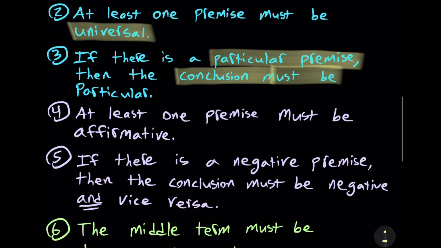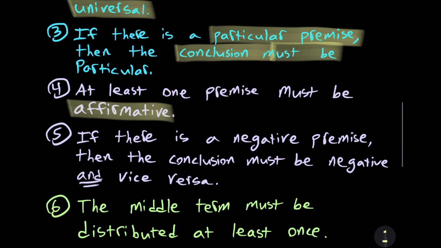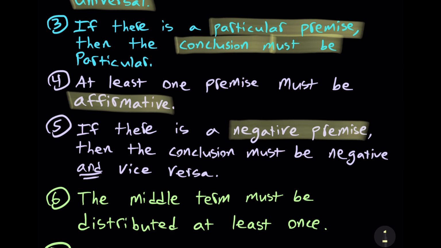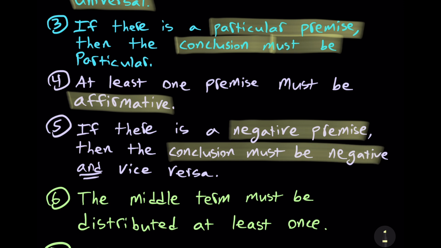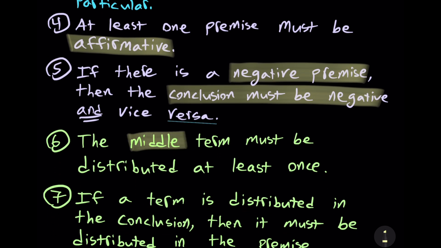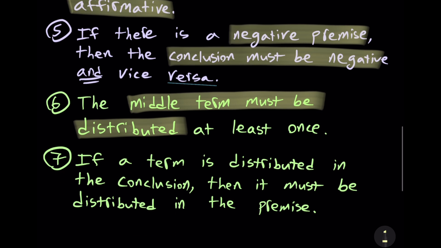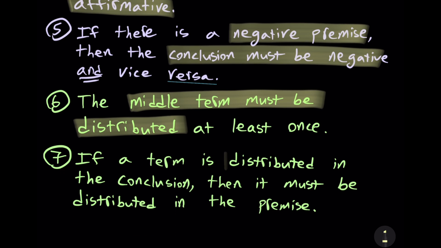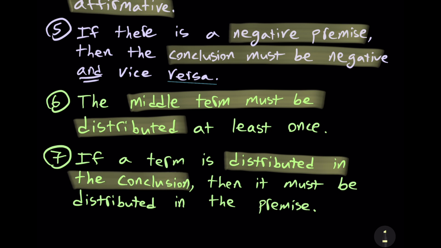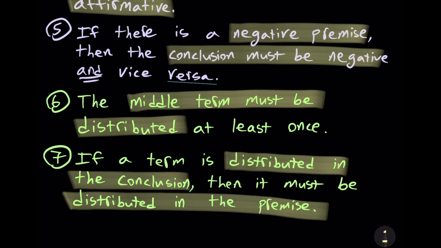Law or rule number 4, at least one premise must be affirmative. Number 5, if there's a negative premise, then the conclusion must be negative and vice versa. That is, if the conclusion is negative, then one premise must be negative. Number 6, the middle term must be distributed at least once, and we'll get into distribution in a moment. And finally, number 7, if a term is distributed in the conclusion, then it must be distributed in the premise.